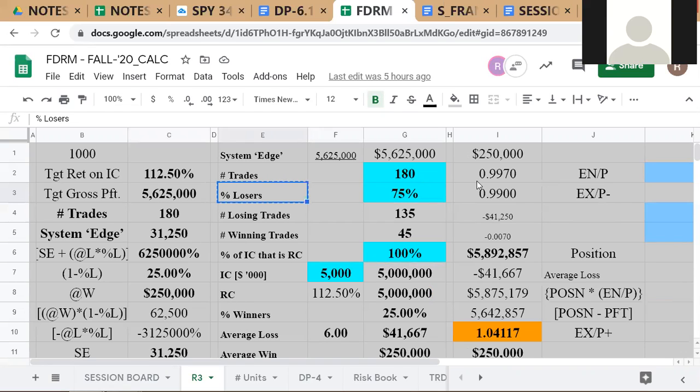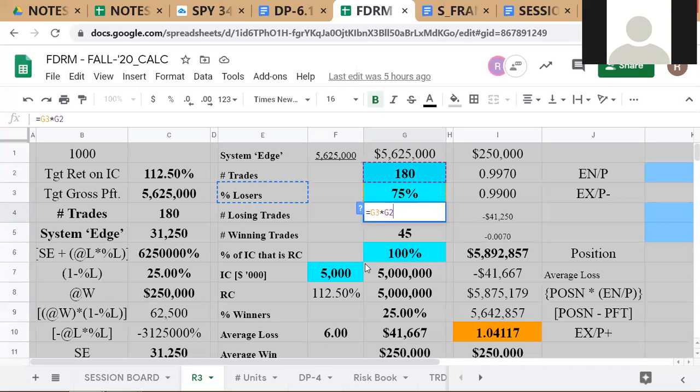you are going to do. So let's say 180 trades. This can be any period, quarter, 1 year. So let's say 1 year, and you have a plan to do 180 trades, and you expect that 75% will be losers, losing trades. So from there you can derive the number of losing trades, which is 135, which is basically 75% into G3 into G2.